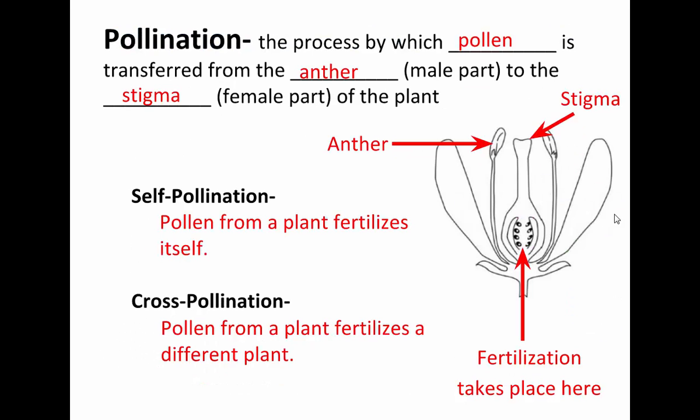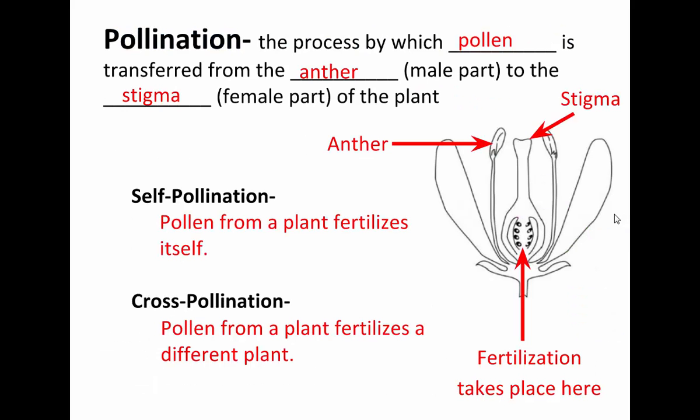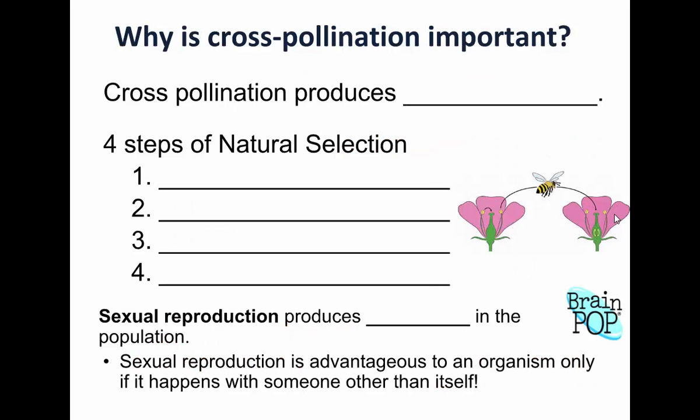So, cross-pollination is important. And as I said, most plants have adaptations that make cross-pollination more likely. And it's important because it produces variation for the species. At the bottom, that's where fertilization is, in the ovary. So cross-pollination produces variation for the species.